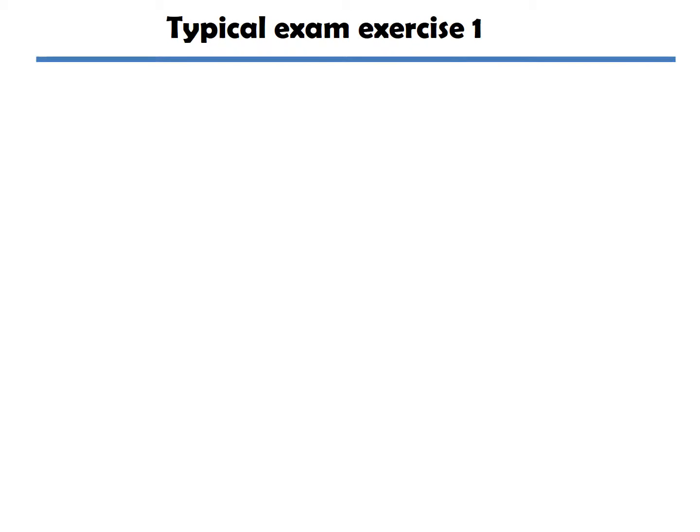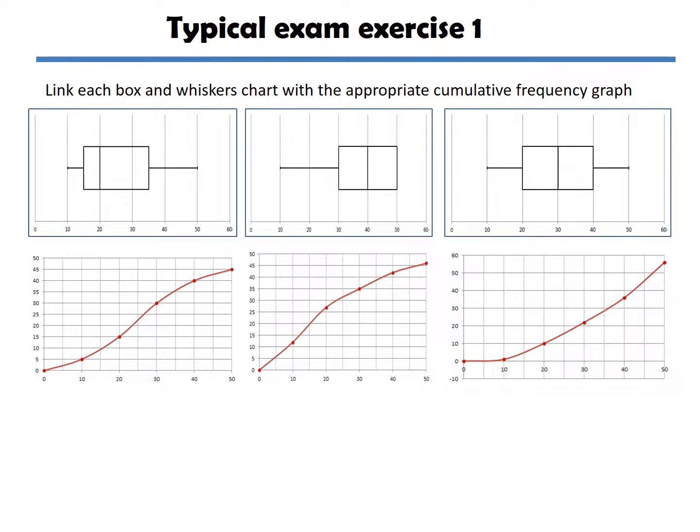Here's an exam exercise, an idea. Suppose they give you these graphs here and they ask you to link each box and whiskers chart with the appropriate cumulative frequency graph. Which one of these represents the same data as the ones that appear here? Now remember, box and whiskers are always showing what the distribution is like. From here to here, that's from the minimum to the lower quartile. From here to here, that's from the lower quartile to the median. From here all the way to here, that's from the median to the upper quartile. And from here to here, that's from the upper quartile to the maximum.